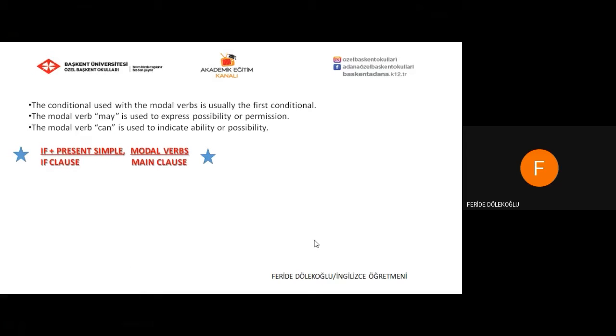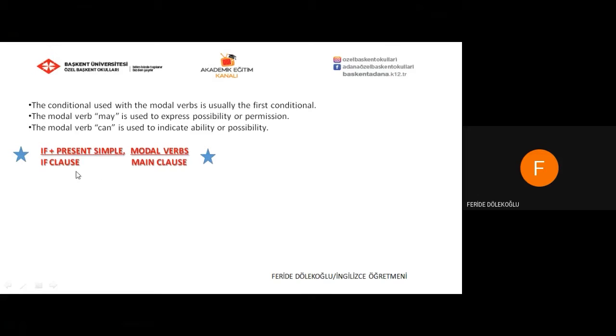The conditional used with modal verbs is usually the first conditional. First conditional means type 1. You can also use modal verbs in the main clause instead of future tense, okay? You do it to express degree of certainty, permission or recommendation about the outcome. The modal verb may is used to express possibility or permission. The modal verb can is used to indicate ability or possibility.